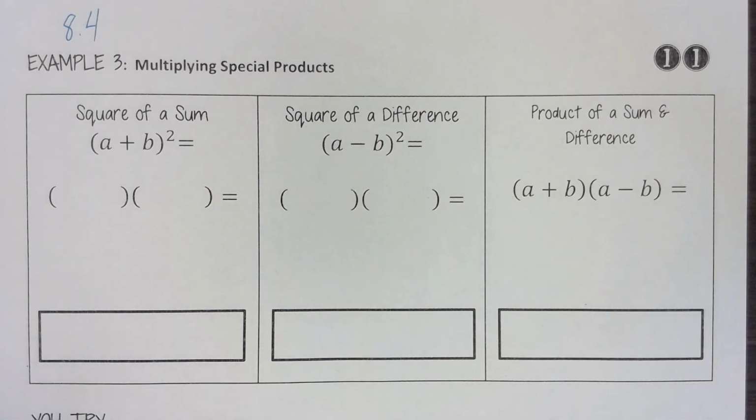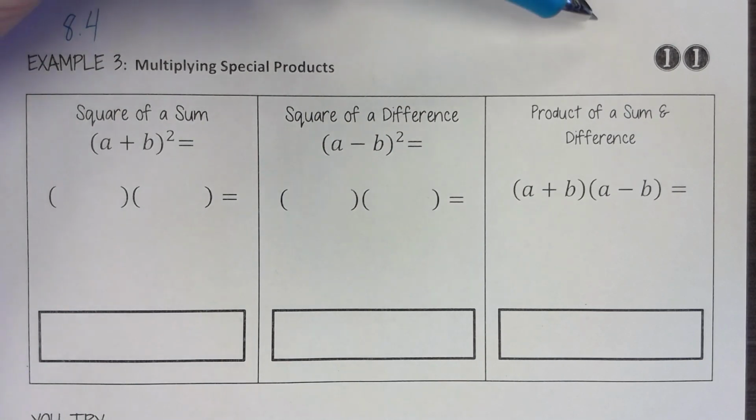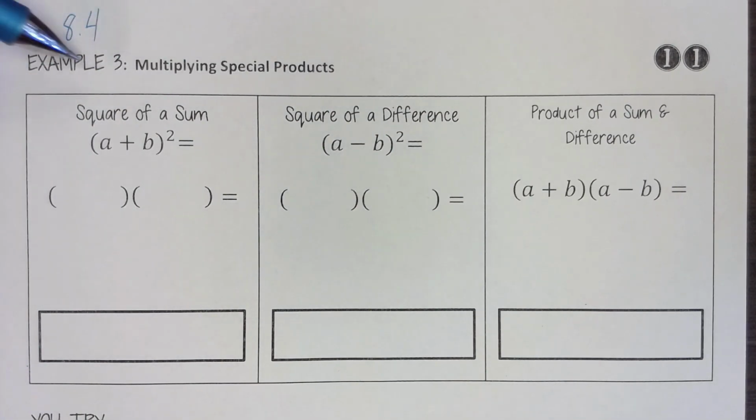Welcome back. This is page 11 in your flip books. This is technically chapter 8, section 4. Today, we are going to be looking at some special products that we get when we multiply binomials together.